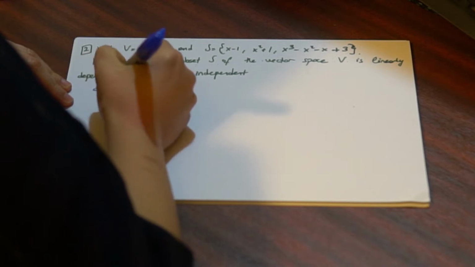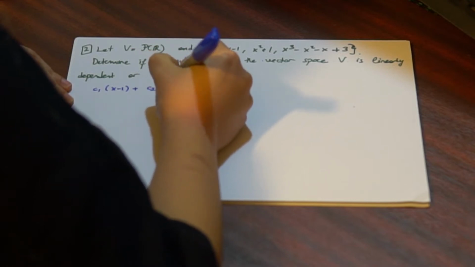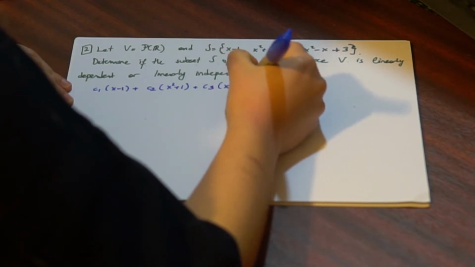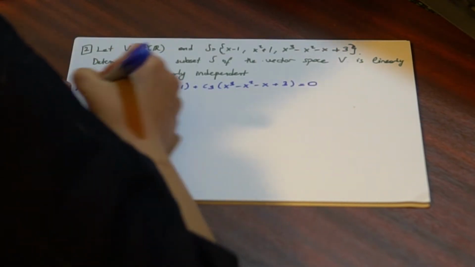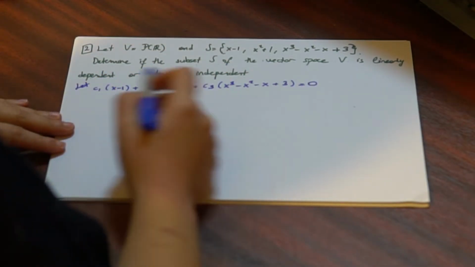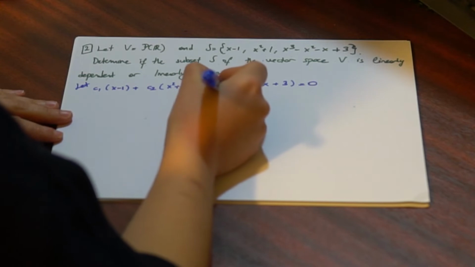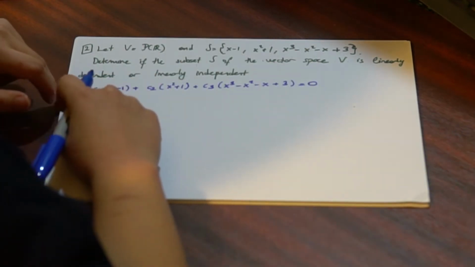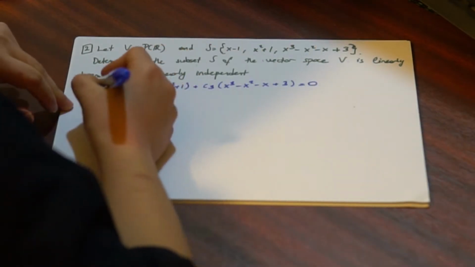Let's say C1 times (x minus 1) plus C2 times (x squared plus 1) plus C3 times (x cubed minus x squared minus x plus 3) is equal to 0. Let's say this equation is satisfied. Now we need to look at whether C1, C2 and C3 are 0 or non-zero. If they are all 0, then this set is linearly independent. If one of them is not 0, we should say that it's linearly dependent.